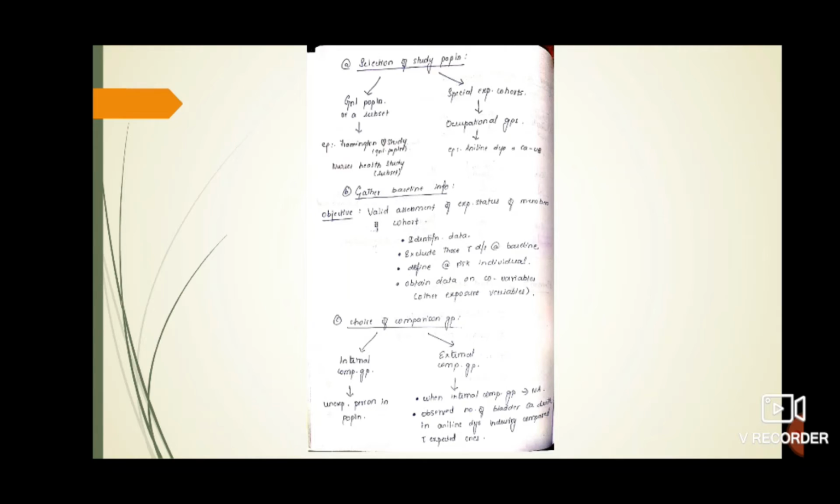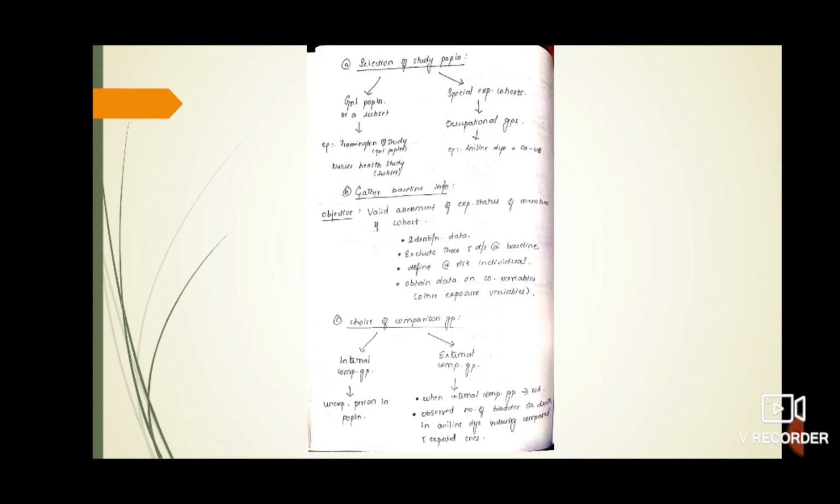Then gathering the baseline info: we have to take a valid assessment of the exposure status of the members of the cohort. We first have to get good identification data, then exclude those with disease at the baseline, that is at the start of the study, properly identify the at-risk individuals, and obtain data on the covariables, that is other variable exposures which can interfere with the exposure we are going to study. And then we have to have a good choice of the comparison group.